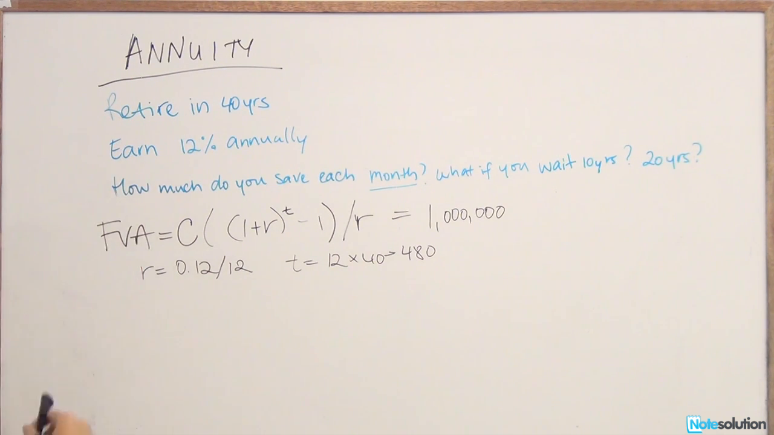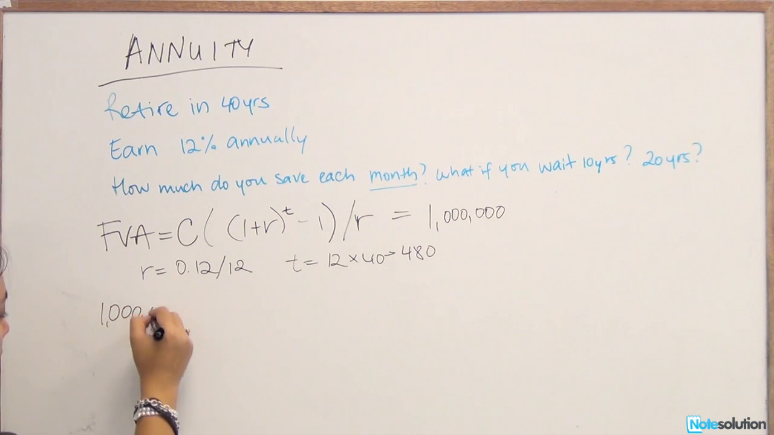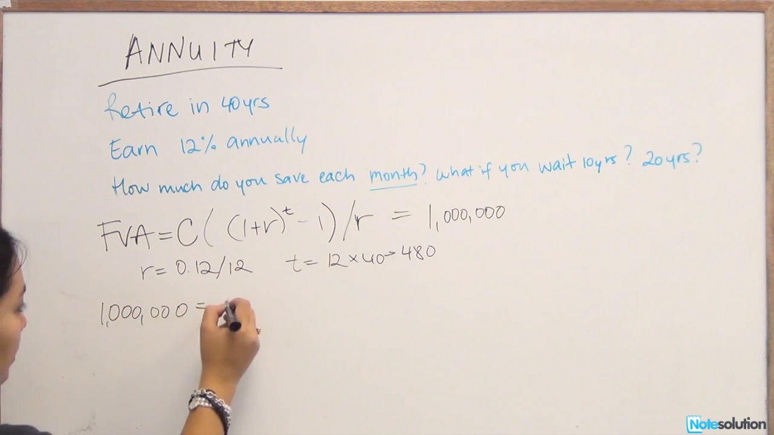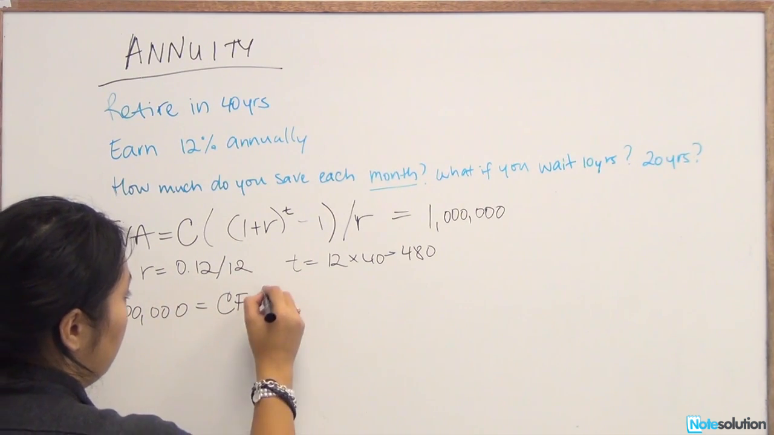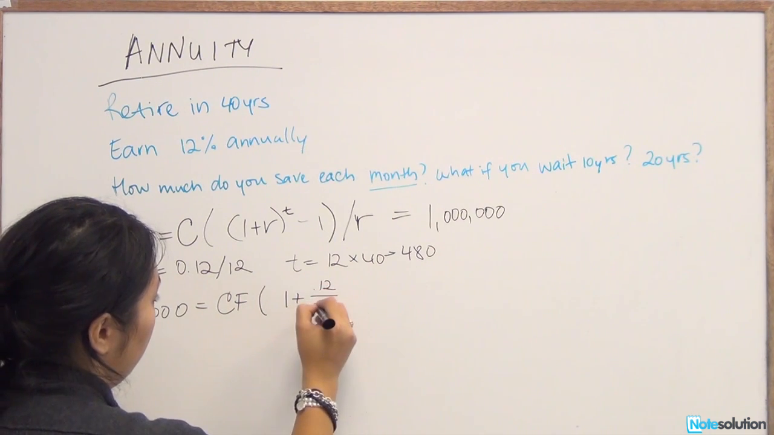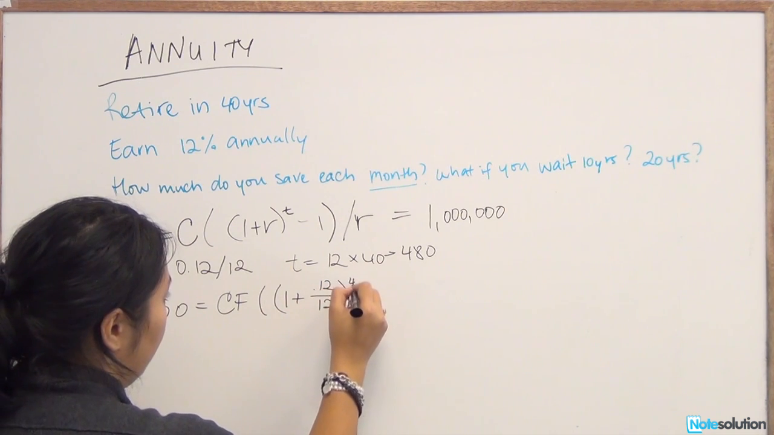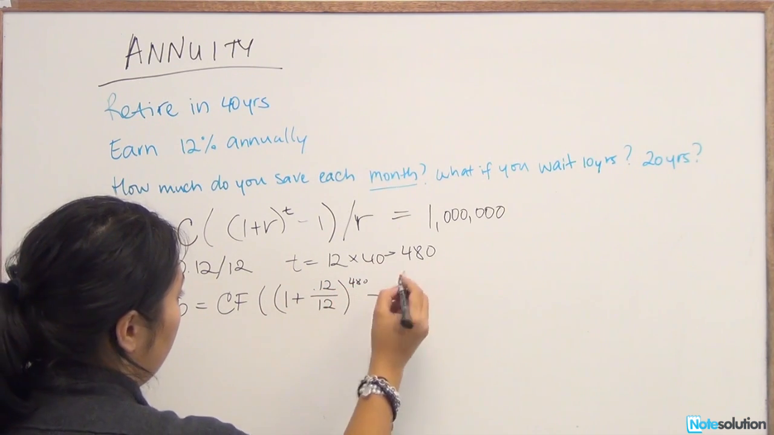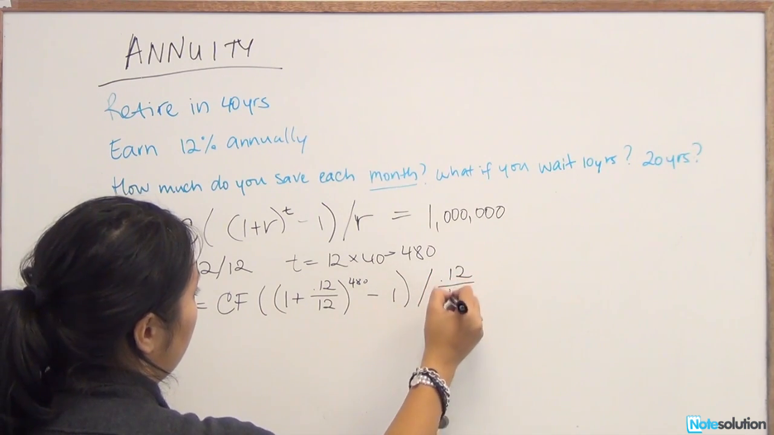So for the first part of the question, we have 40 years, 12% annually, and how much do you want to save each month? So you have the value of $1 million is equal to some sort of cash flow multiplied by 1 plus 0.12 divided by 12 to the power of 480 minus 1 divided by 0.12.